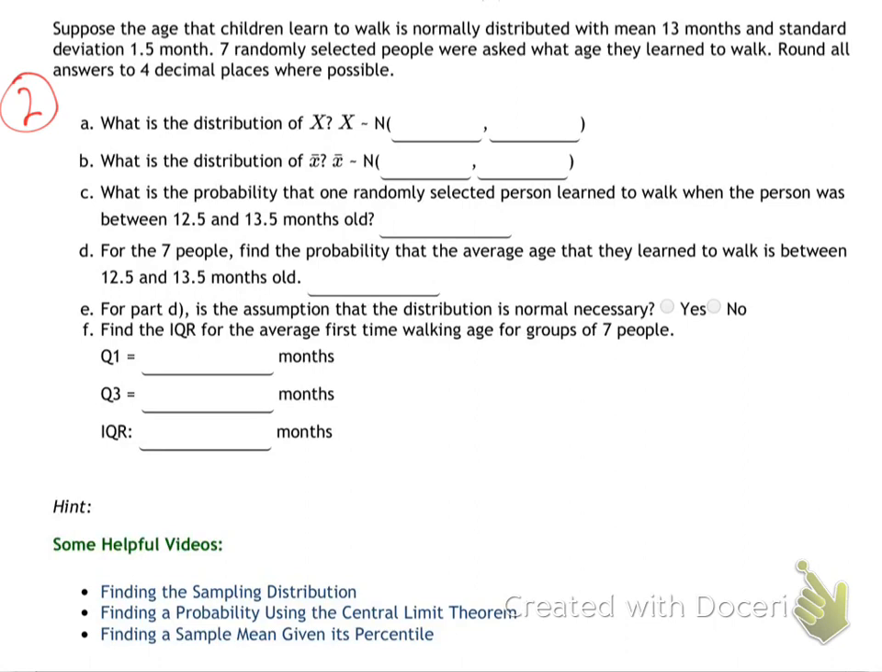Number 2. Suppose the age that children learn to walk is normally distributed with mean 13 months and standard deviation 1.5 months. So that means the average child learns to walk at about 13 months.